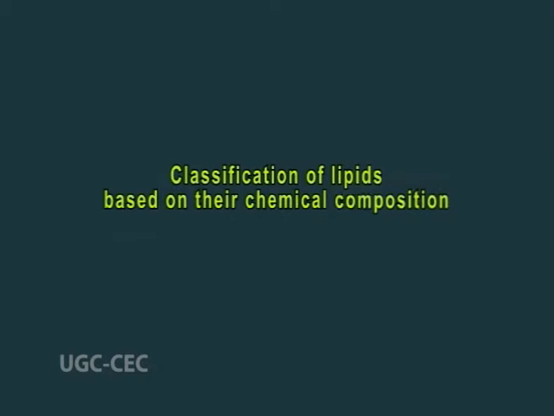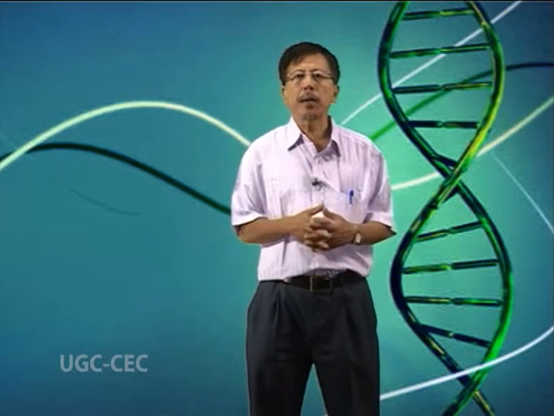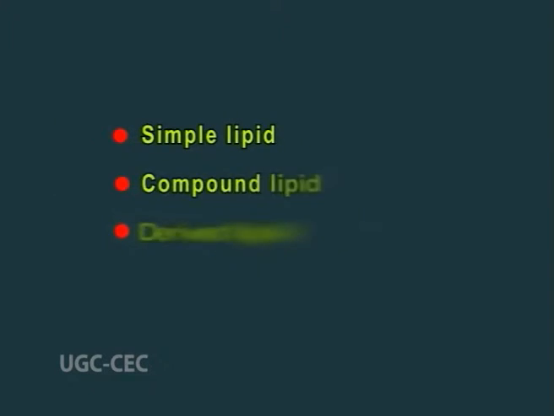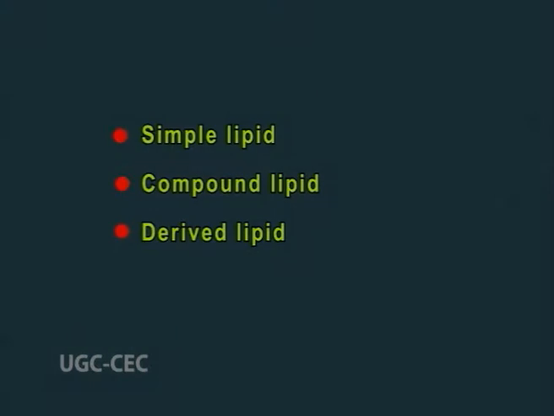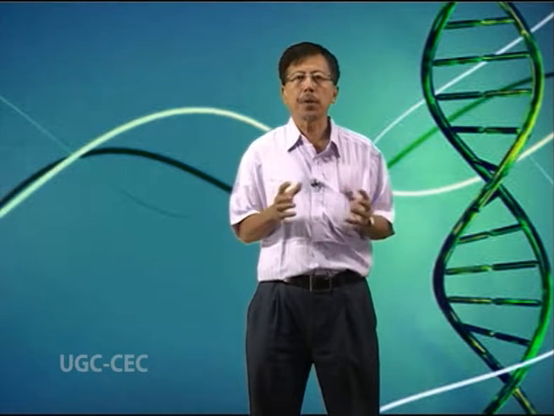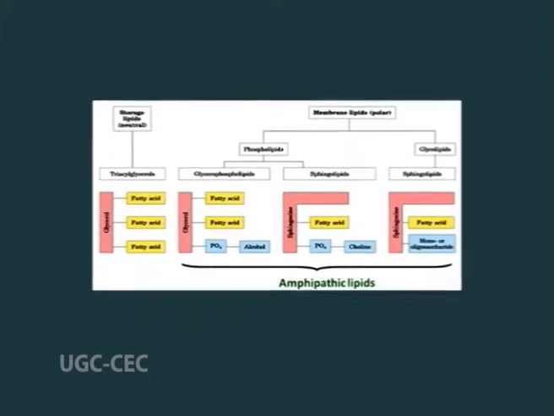Let us now look at the classification of lipids based on their chemical composition. Lipids may be classified into simple, compound, and derived lipids based on chemical composition. A schematic lipid classification is shown in the diagram.